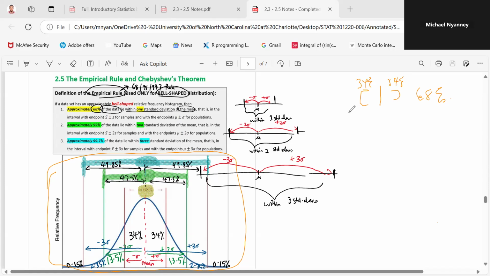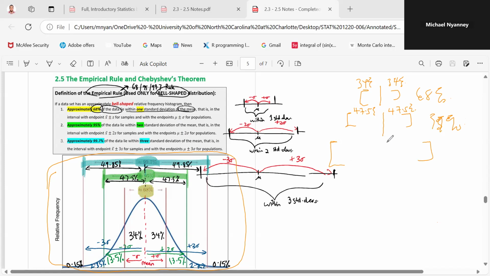Okay, if I widen this interval to include more of my data set by the empirical rule, we are saying that we have 95% of our data set here. If you divide this interval into two, then you're going to get 47.5% here and another 47.5%.